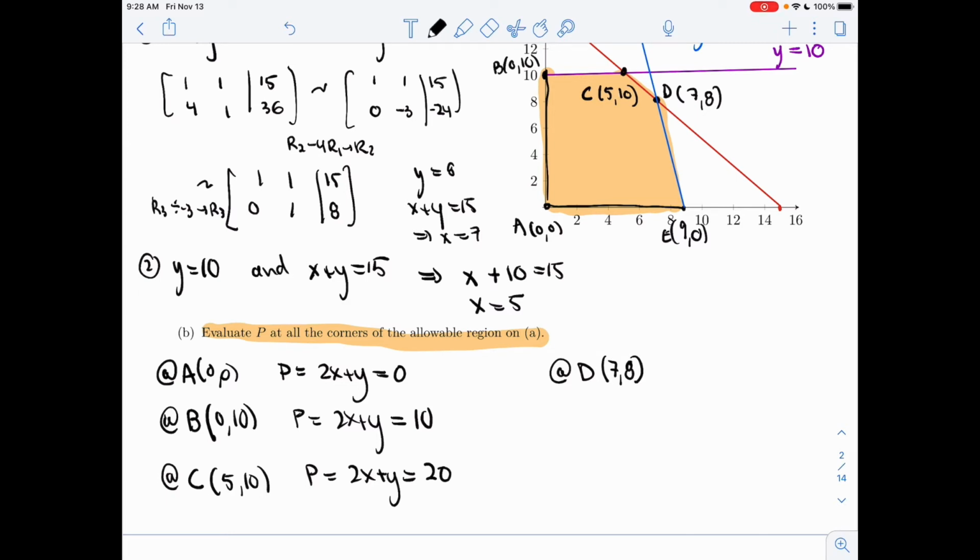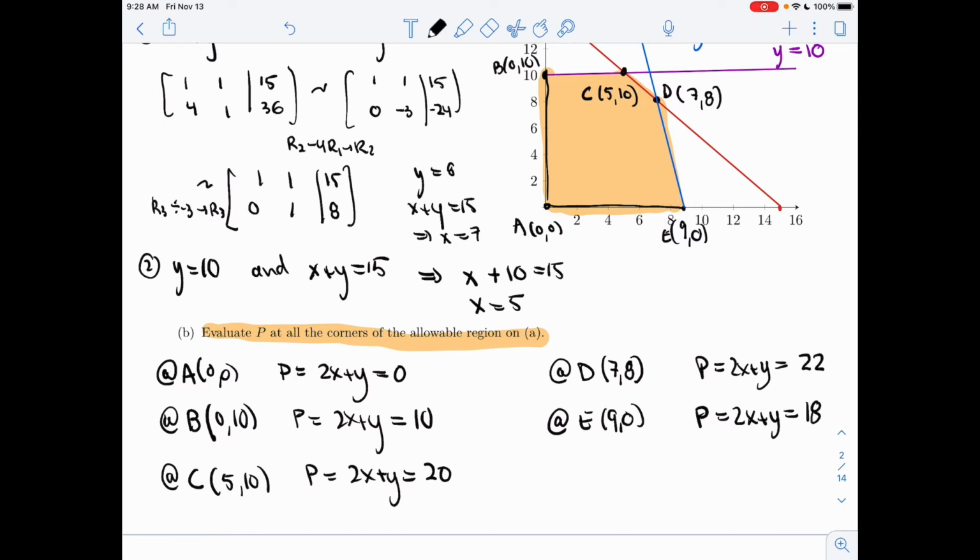At D, I'm going to get 14 plus 8, I'm going to get 22. And at the final point, E, I'm getting 18. All right, so we're looking for the maximum.